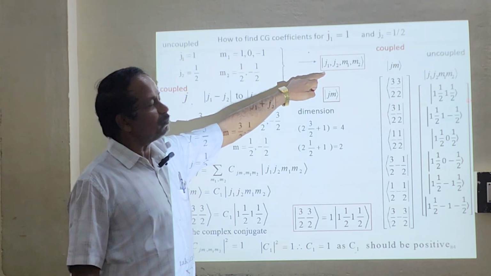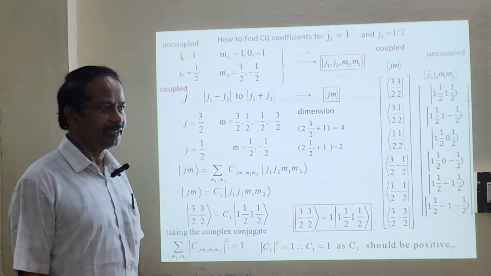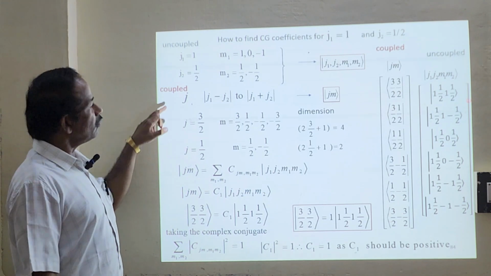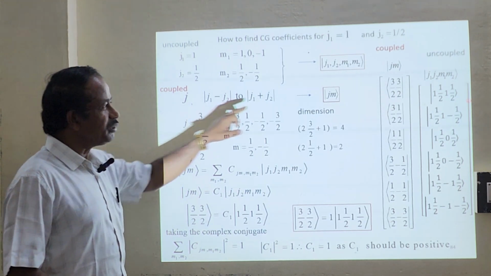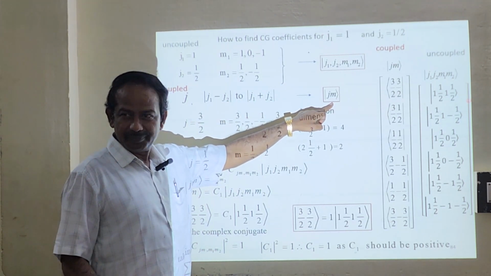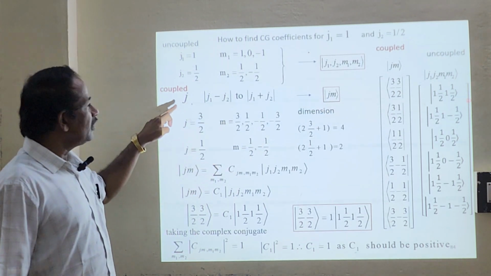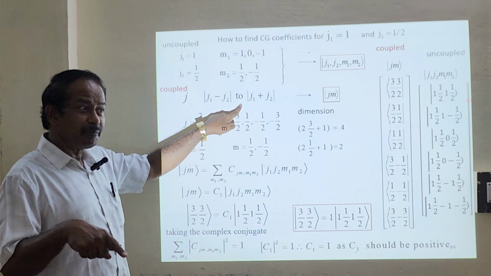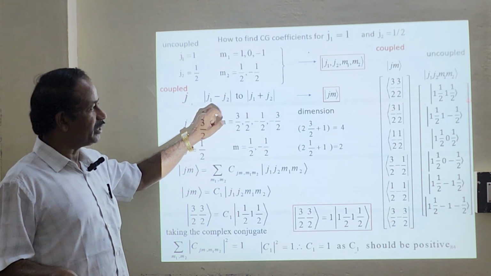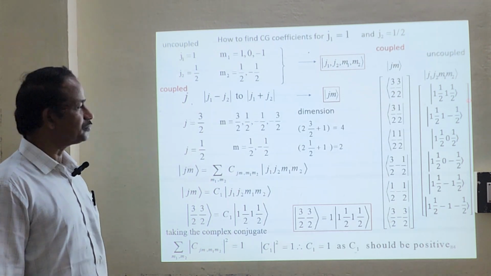The basis will be J1, J2, M1, M2. Now we will go for the coupled one. For the coupled one, the basis will be J, M. This is for the uncoupled one, this is for the coupled one, J, M. And J goes from J minimum to J maximum, so J1 minus J2 to J1 plus J2.